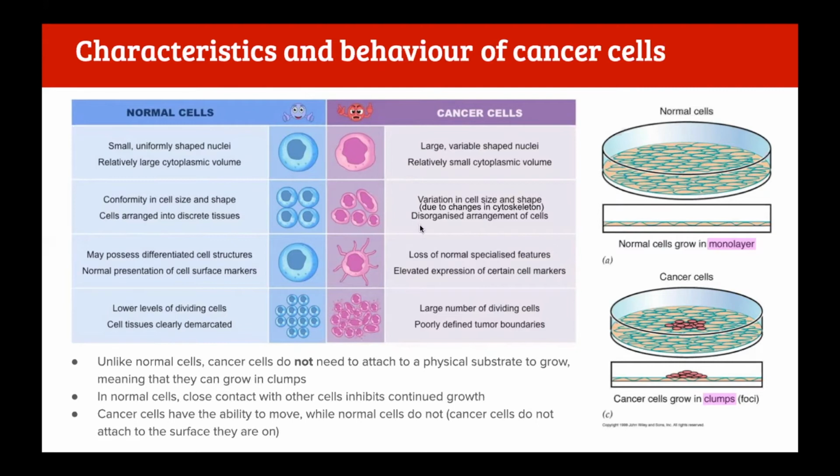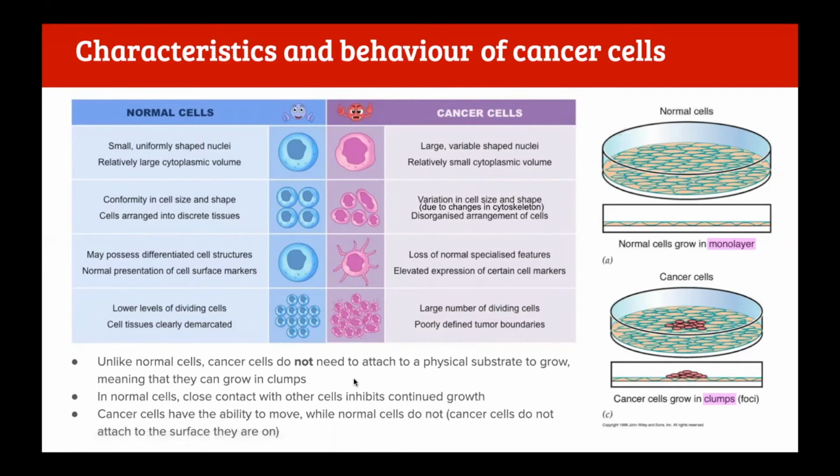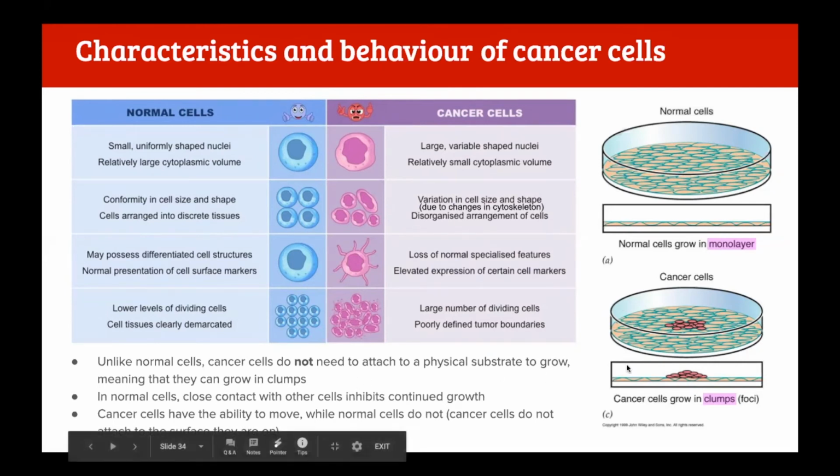And there'll also be a disorganized arrangement of cells. Cancer cells will also have a loss of normal specialized features and an elevated expression of certain cell markers. And there'll also be a large number of dividing cells and poorly defined tumor boundaries. So unlike normal cells, cancer cells don't need to attach to a physical substrate to grow, meaning that they can grow in clumps. So they can kind of grow on top of each other and form clumps, whereas normal cells would have to grow in a monolayer.